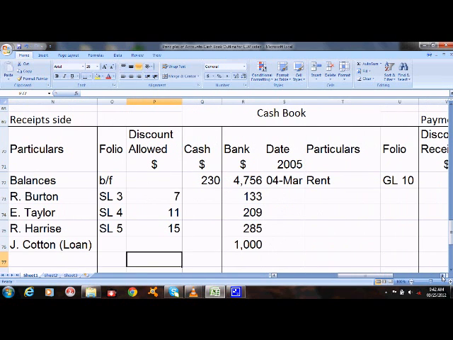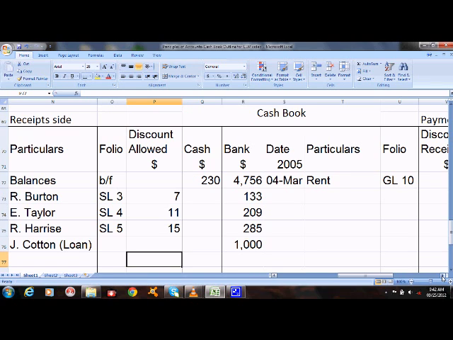Therefore, since we are making payments, we're going to put this on the payment side, and we paid by what? By check. So therefore, everything will go under the bank column. But there was a cash discount of 2.5%. Therefore, you're going to find 2.5% of 360, 2.5% of 480, and 2.5% of 800.